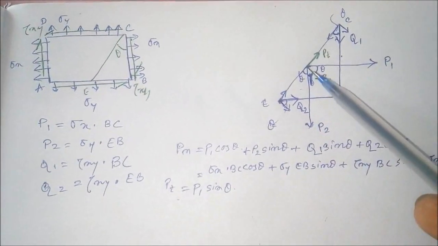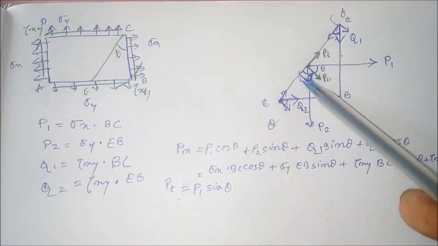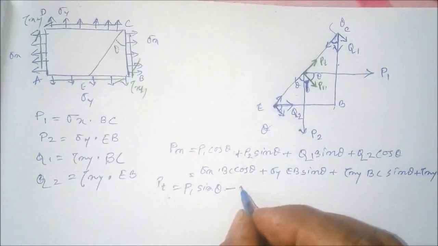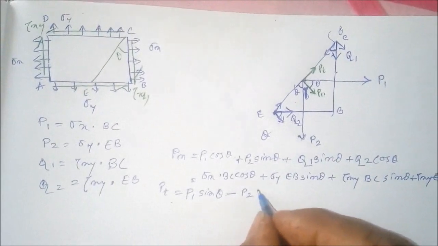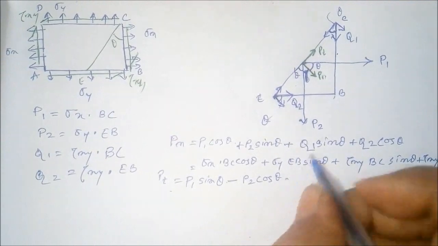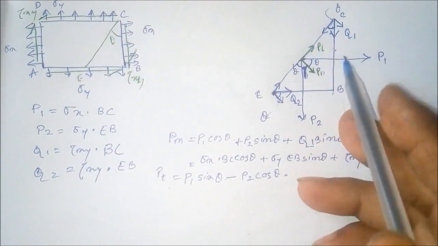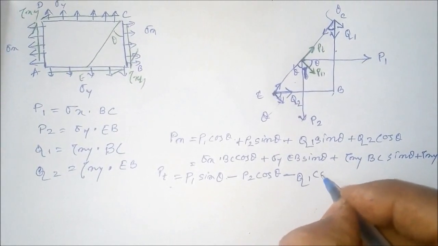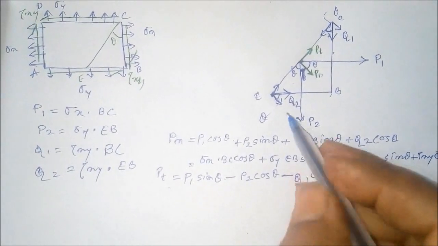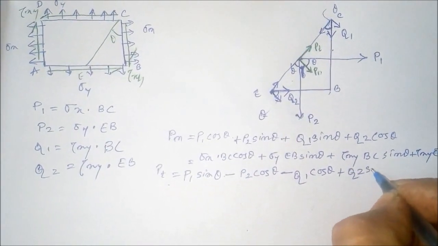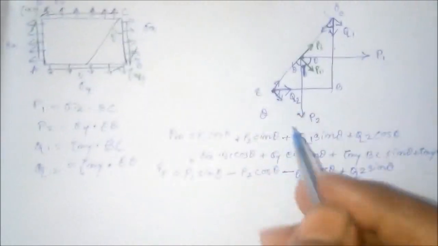For p2, this component will be acting in this direction, so opposite to the pt, so this will be negative p2 cos theta, because this is theta. Again for q1, this is acting in negative direction, so this will be negative q1 cos theta, and for q2 this is acting in the same direction, so q2 sine theta, that's because this is theta, right?